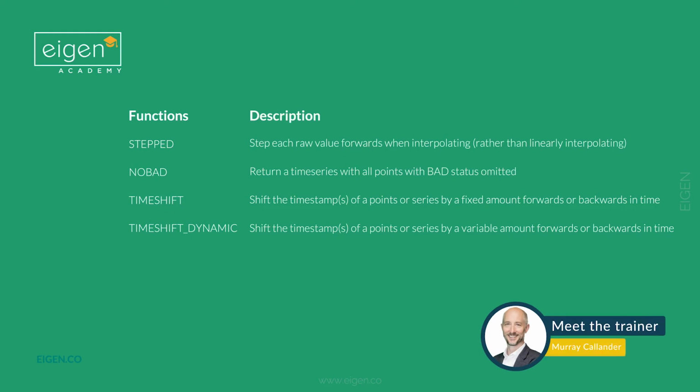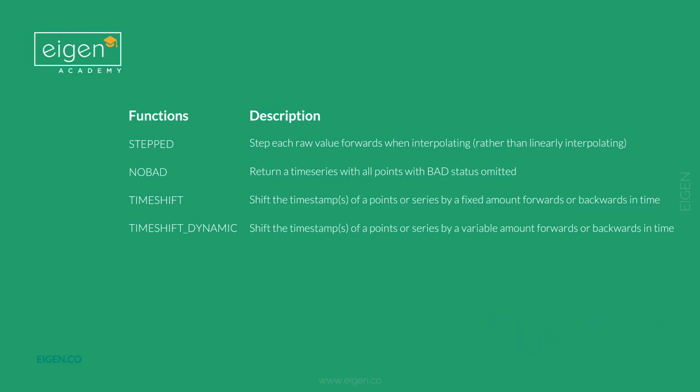Now, the step function allows you to step each raw value forwards when interpolating. So rather than linearly interpolating between 2 points, you hold the value of one point until you come to the next point and then you step to that next point. Visually, it's possible to do this in Eigen trends without using this calculation. The reason that you use this calculation is to force a stepping behavior within another calculation for a tag.